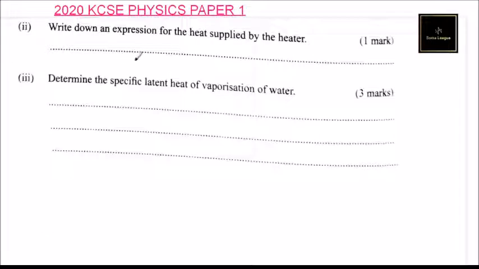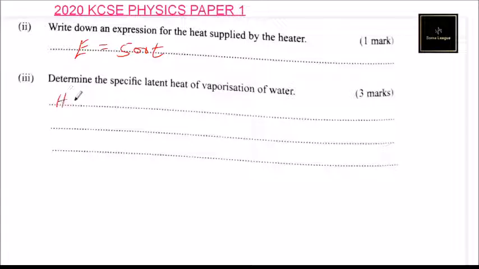The next part of this question, we are told, write down an expression for the heat supplied by the heater. So we are told that the rating of the heater is 500 watts. So energy supplied is equals to 500 multiplied by time taken. So that is the expression. Roman number 3, determine the specific latent heat of vaporization.